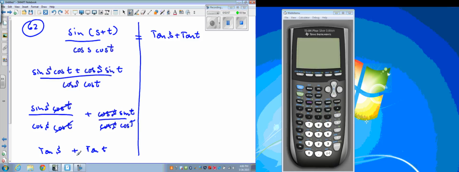The trick you want to do is get rid of these sums and differences of angles. You know, before we said always convert it to sine over cosine. The reason we don't do that yet is you always want to get rid of your sums and differences first.